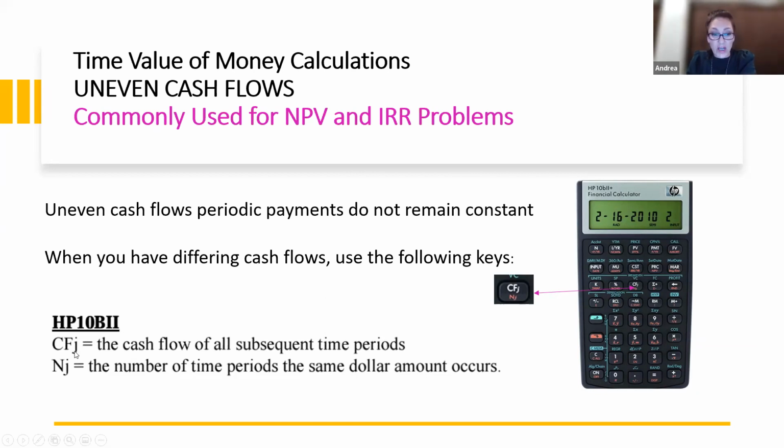The CFJ is the cash flow, and it's over here on the third row, middle button, 1, 2, 3 in from the left. And then the NJ is the number of periods that the same dollar amount occurs. Again, if you're confused, don't worry. I'm just showing you where these buttons are right now, and then we will use them when we go through the problems.